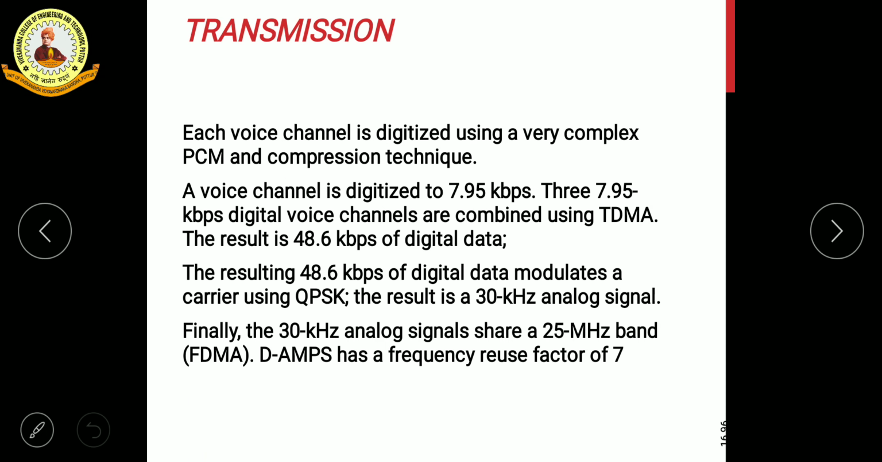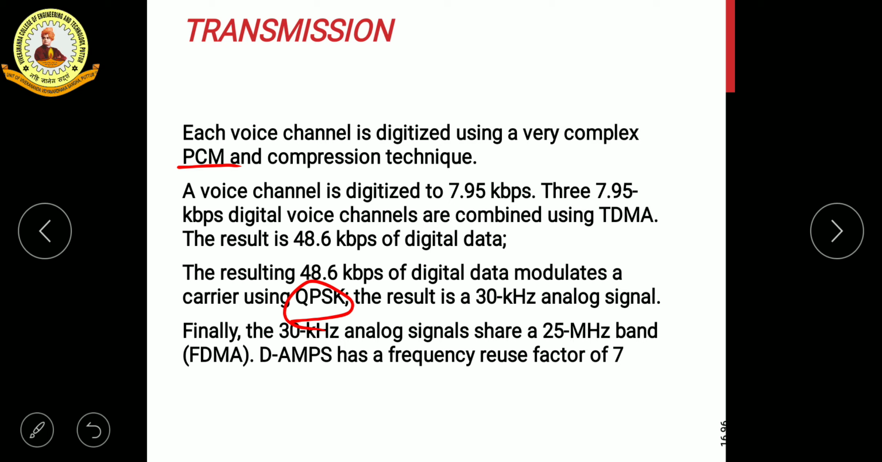How does transmission happen? Each voice channel is digitized using a very complex PCM. As I already mentioned, the signals are converted into digital signals through PCM, right? Then a voice channel is digitized to 7.95 kbps. So three 7.95 kbps channels are combined using TDMA. TDMA means time division multiple access. Again, you have learned this concept in the fourth module. Okay, the resulting 48.6 kbps of digital data modulates a carrier using QPSK. What is QPSK? Quadrature phase shift keying. You learned this in the third module, I think.